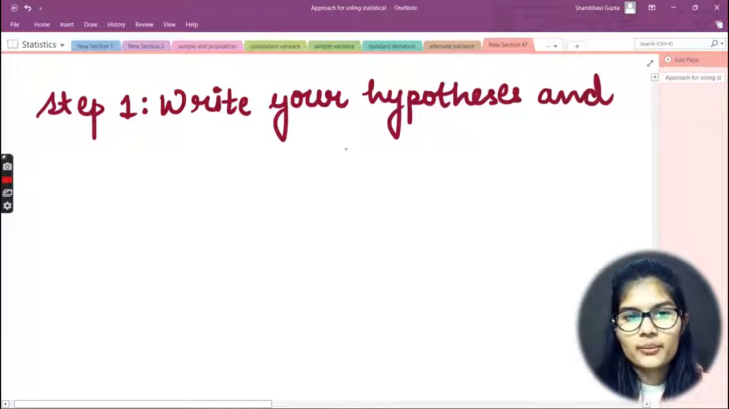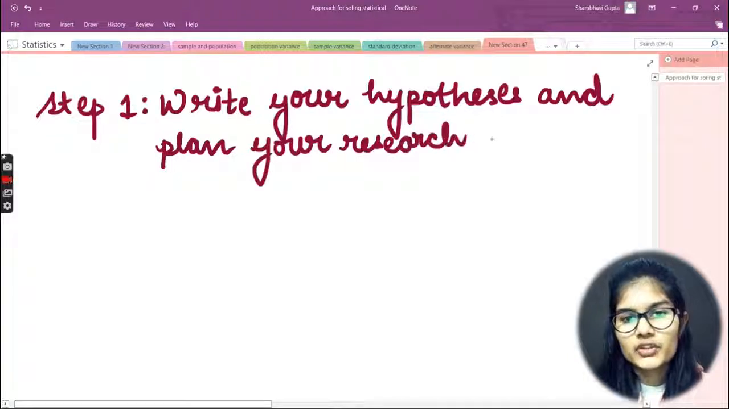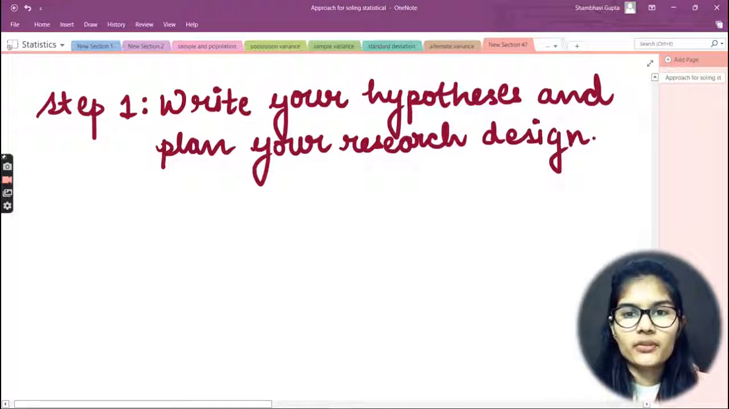and plan your research design. The very first thing that you have to do. So you have to write your hypothesis and plan your research design in that respective case. Okay, the very first step that you have to follow.